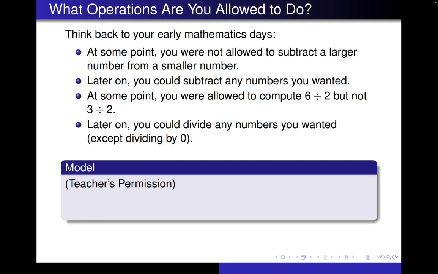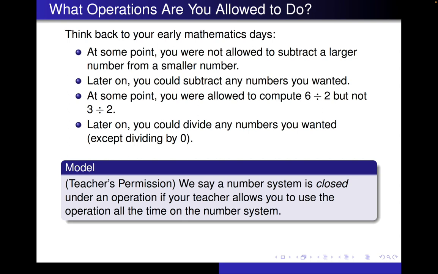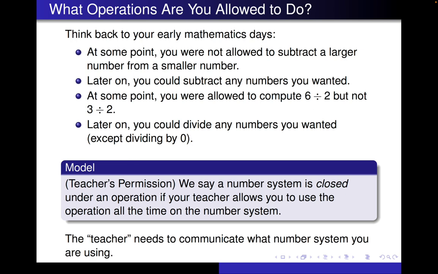So here's a model for what's happening here, and I call it the teacher's permission model for closure. We say a number system is closed under an operation if your teacher allows you to use the operation all the time on the number system. Now, of course, this involves two things. First of all, you can do only the things you have permission to do. But the teacher has some responsibilities as well. It's important to communicate what number system you are using. And let me explain what I mean by that.